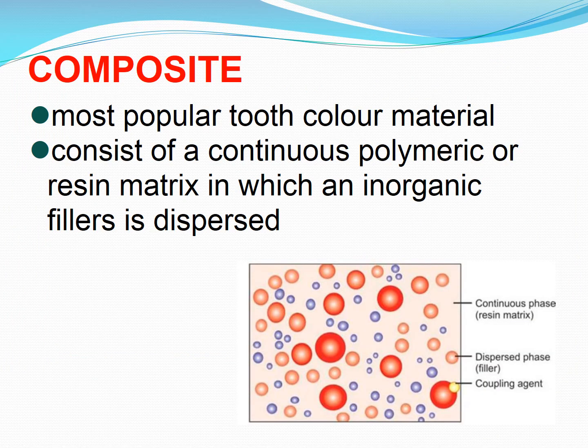Composite was introduced in 1962 and it is the most popular tooth-colored material, which consists of a continuous polymeric or resin matrix in which an inorganic filler is dispersed.